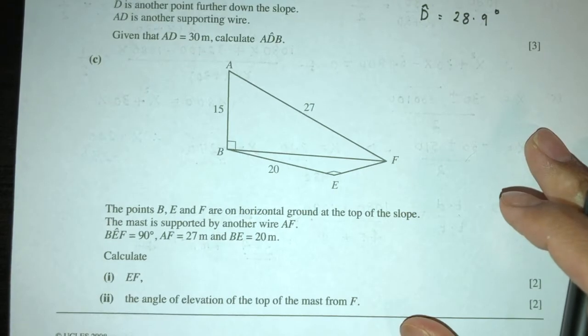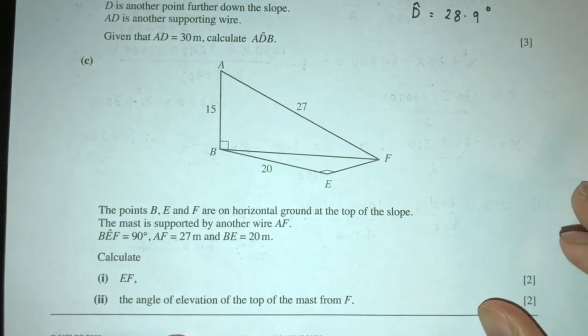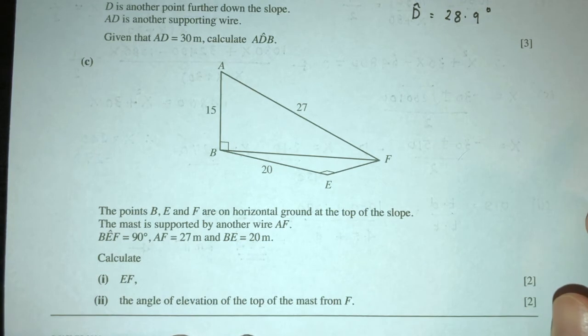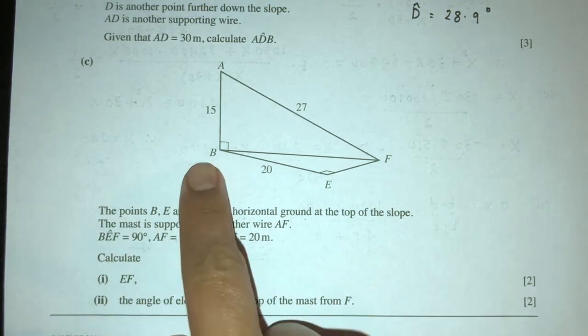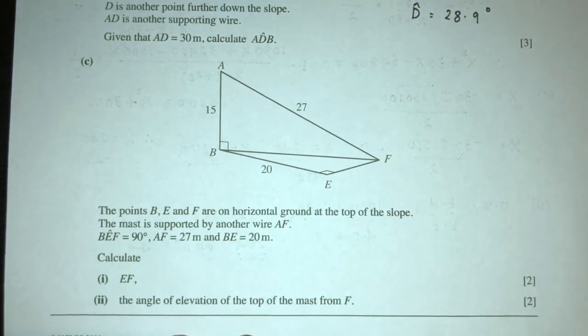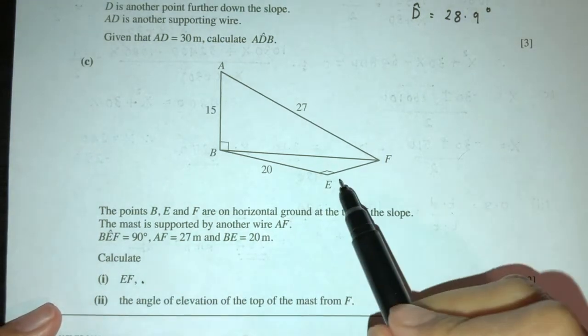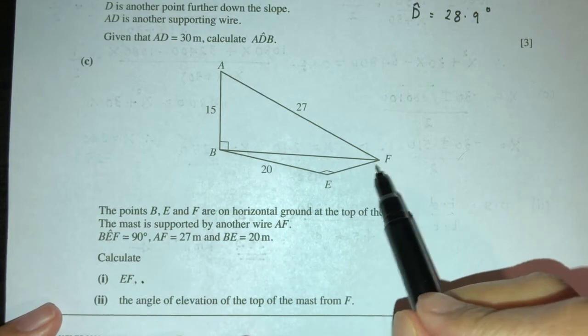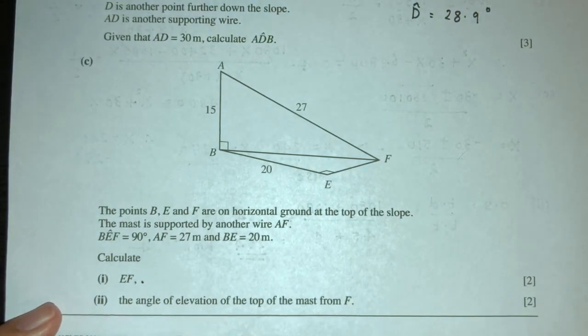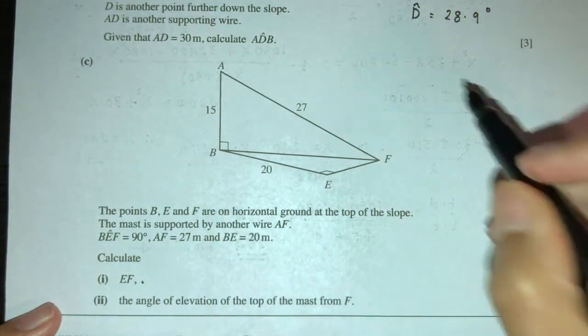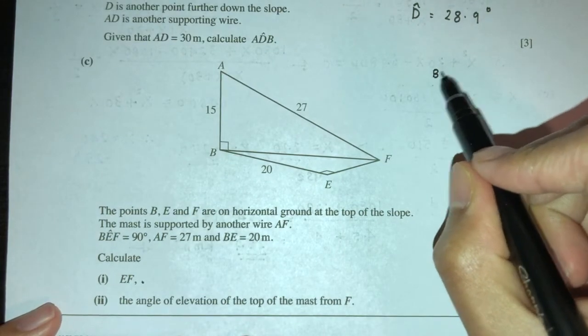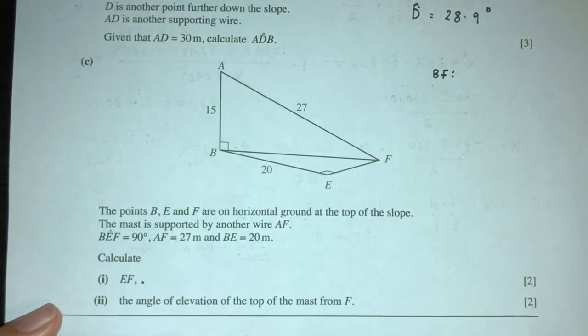Now for part C, what do we have here? It says the points B, E, and F are horizontal on the ground. B, E, F. Okay, and the mast is supported by another wire, AF. Okay, now part 1, we have to find the length of EF. EF will be this one. How can you find this? So let's see. We can first find BF. Okay, so BF, as you can see, it is part of this right angle triangle. So we can first find that.